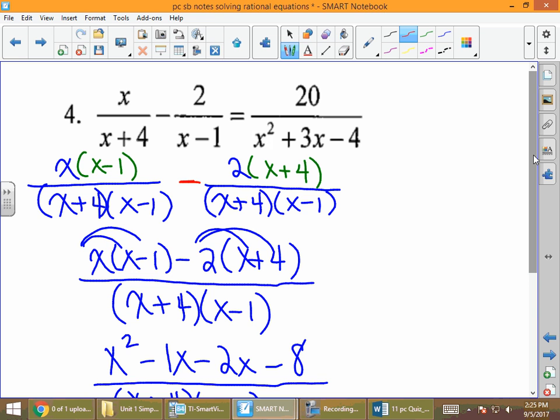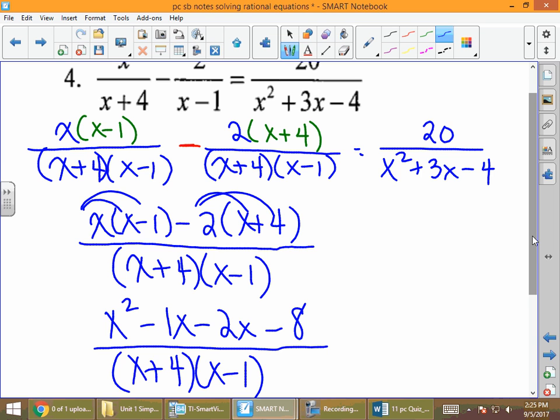Over here on the other side, we've got 20 over the x squared plus 3x minus 4. So 1 times 4 is 4. And the factors are 1 and 4 and 2 and 2. Which of those combines to be 3? Somebody said it. Negative 1 and positive 4.